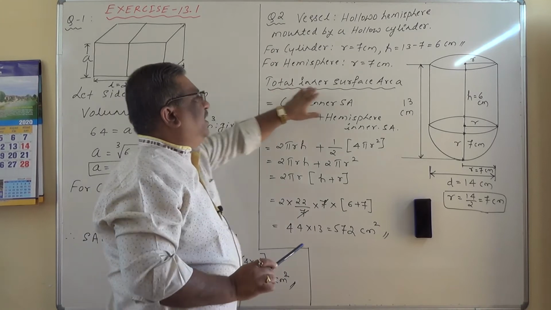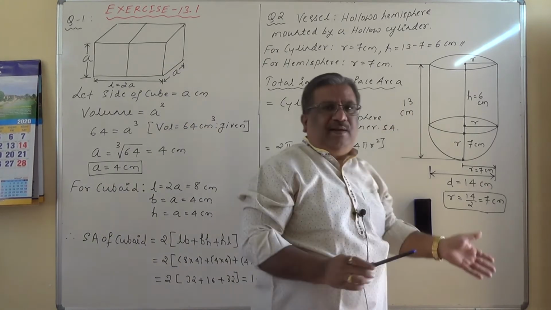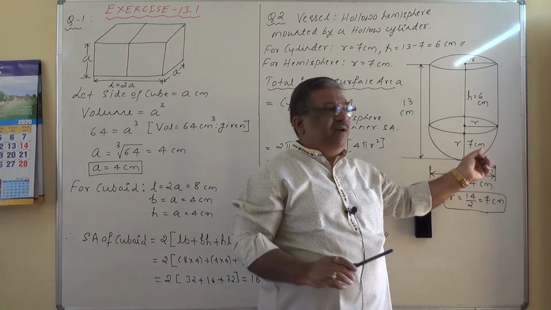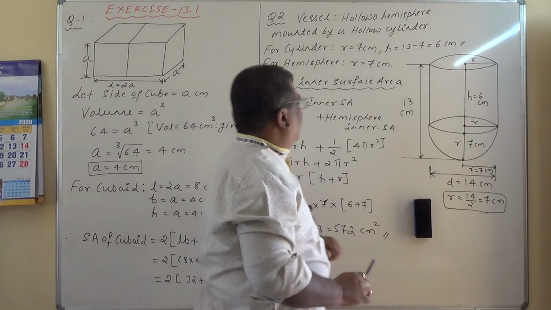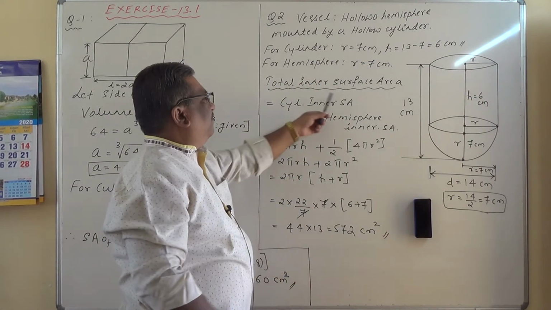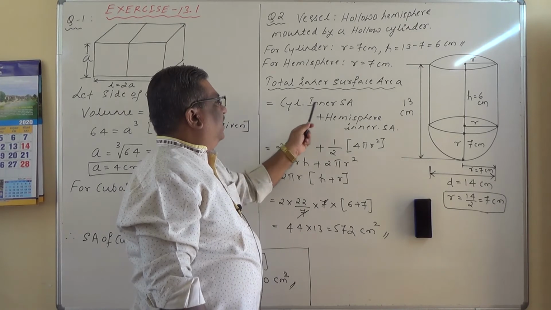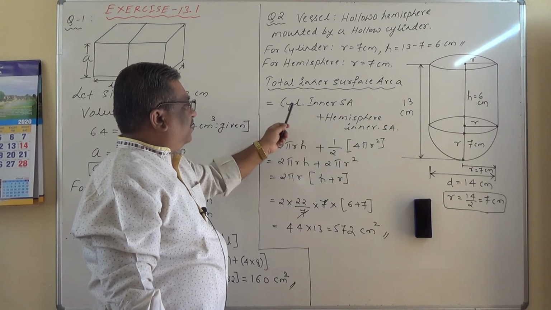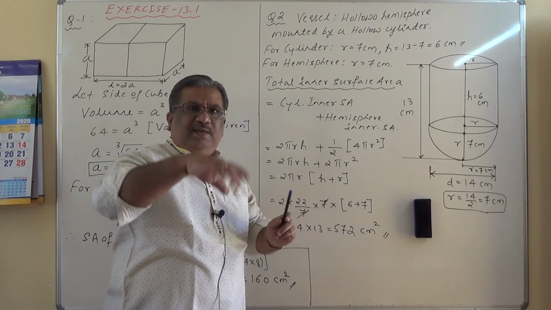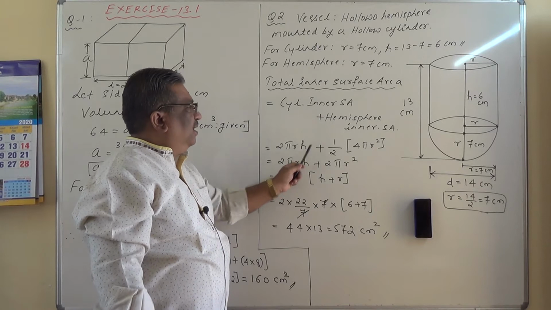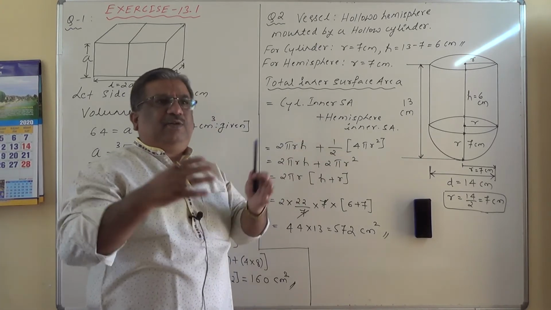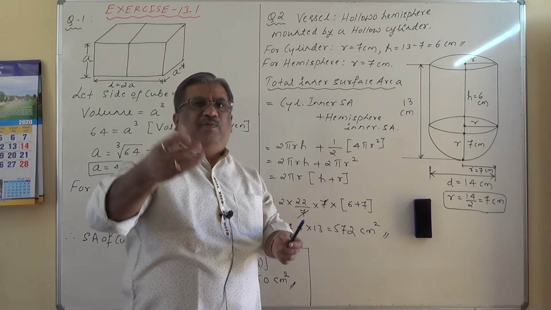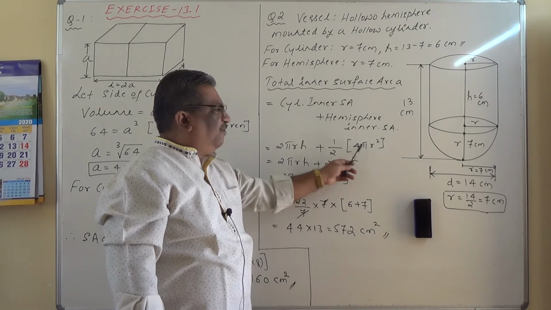How do we find the total inner surface area of this vessel? The total inner surface area of this vessel is equal to the inner surface area of the hemisphere plus the inner surface area of the cylinder. The formula for the cylinder inner surface area is circumference into height, 2 pi r into h. For the hemisphere, it is half the total surface area of the sphere. The surface area of the sphere is 4 pi r square, so for the hemisphere, half of 4 pi r square.